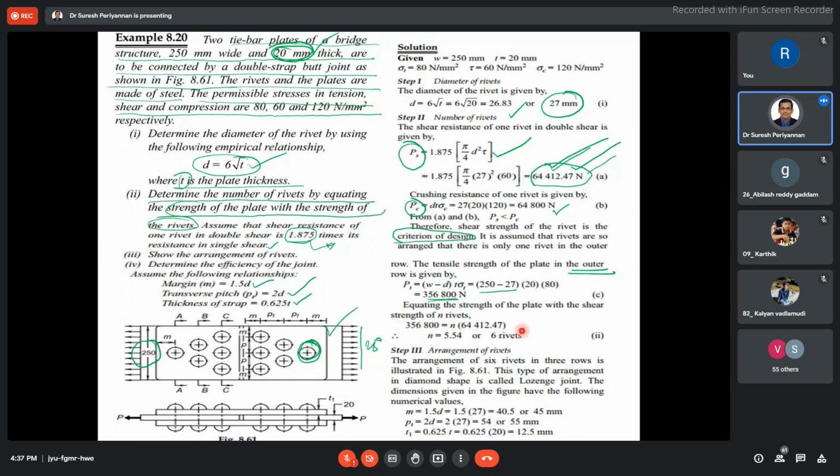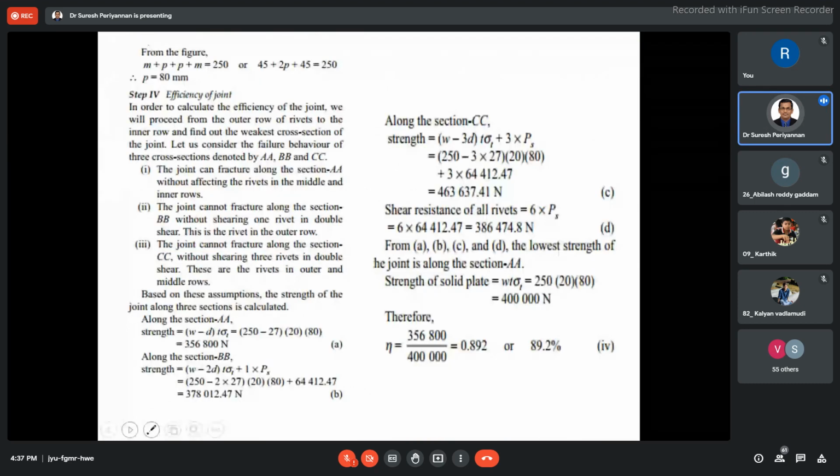Now come to the remaining things. This type of rivet arrangement, also called diamond shape, is called a lap joint. But M, we know, is 1.5D, the transverse pitch is 2D, and T is nothing but T1. I mean, the strap plate thickness T1 is equal to 0.625 T. Okay, these are the standard formulas. You can get it.